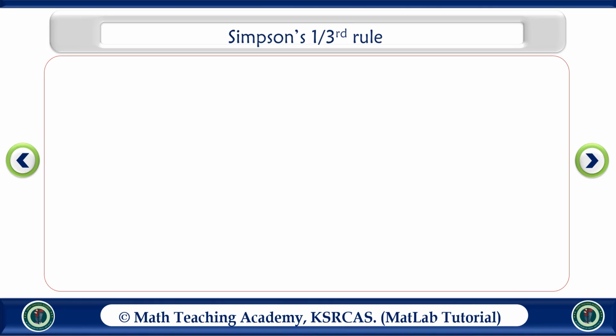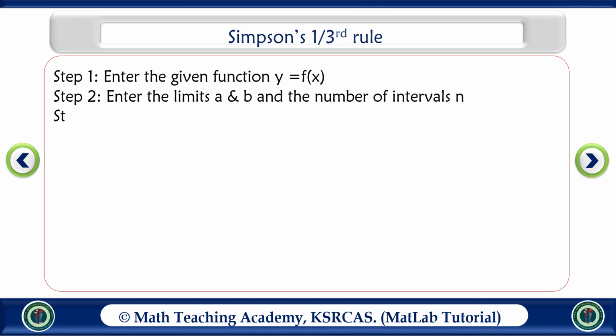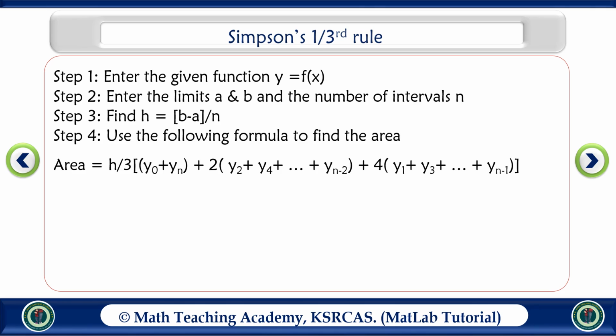Now we are going to look at the algorithm step by step. Step 1, enter the given function y equal to f of x. Step 2, enter the limits a and b and the number of intervals n. Step 3, find h equal to (b minus a) by n. Step 4, use the following formula to find the area equal to h by 3 into y0 plus yn plus 2 into y2 plus y4 plus etc plus yn minus 2 plus 4 into y1 plus y3 plus etc plus yn minus 1. And then step 5, print the results.